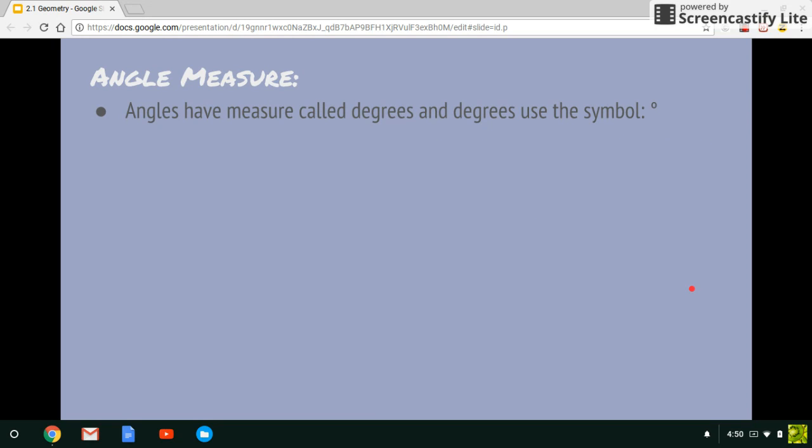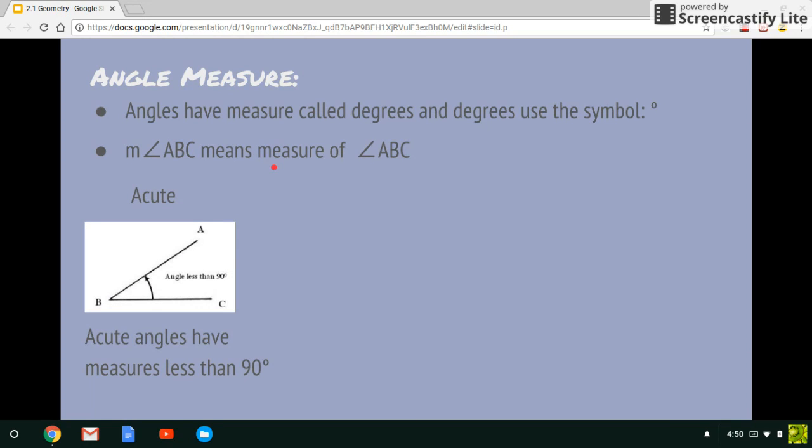Okay, so now that we've talked about naming angles, let's talk a bit about what we can do with angles. One thing we're going to do is measure them and talk about how big they are. Angles have measure, and it's measured in degrees, and degrees use this degree symbol. When we're talking about measures of angles, we put a lowercase m next to the angle, and that means we're talking about its measure. So m angle ABC means measure of angle ABC.